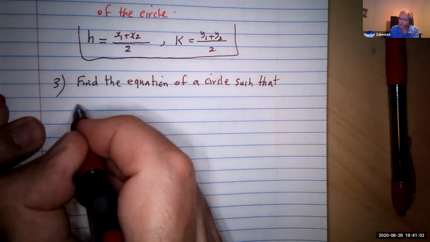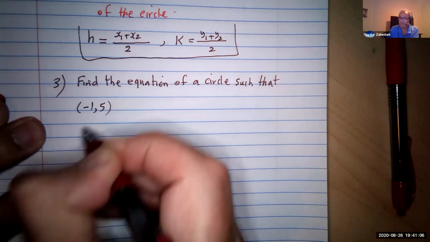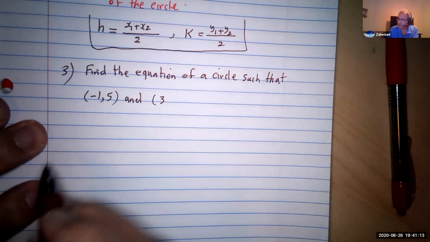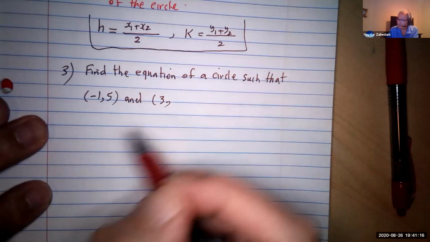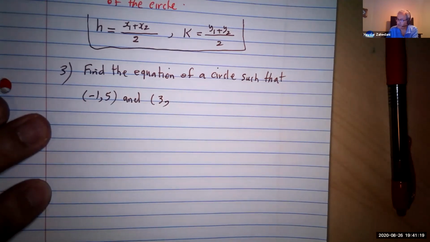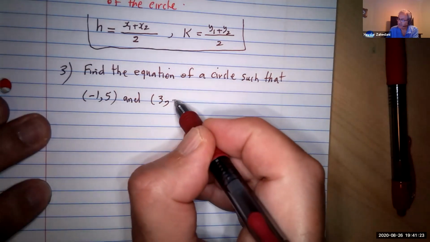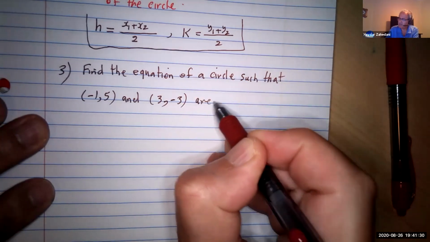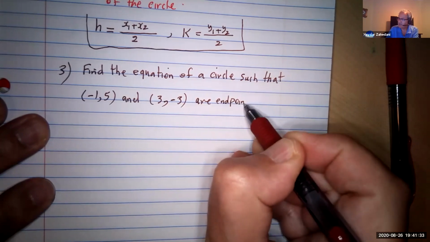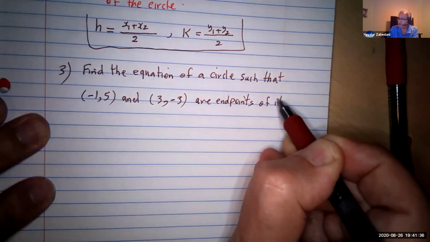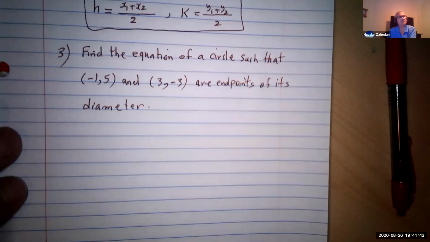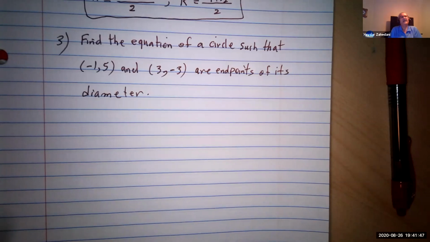Let's say the point -1 and 5 is 1 point, and the other point is going to be 3 and -3. Such that -1 and 5, 3 and -3 are going to be the endpoints of its diameter, one of the diameters, of course. So 2 endpoints of the diameter are given to you, and you would like to identify the equation of the circle for us.